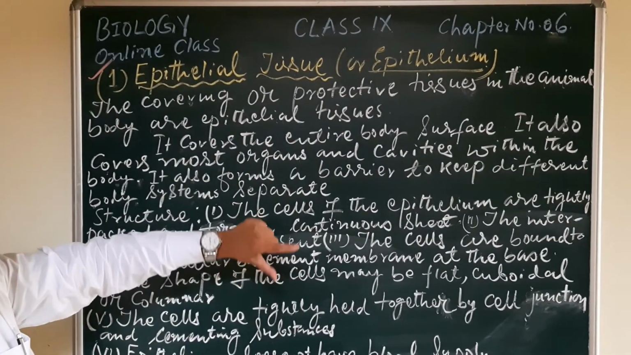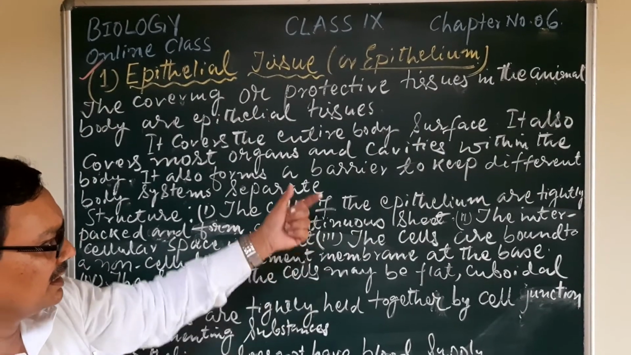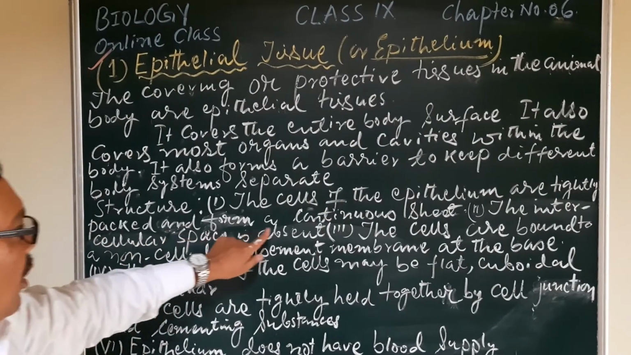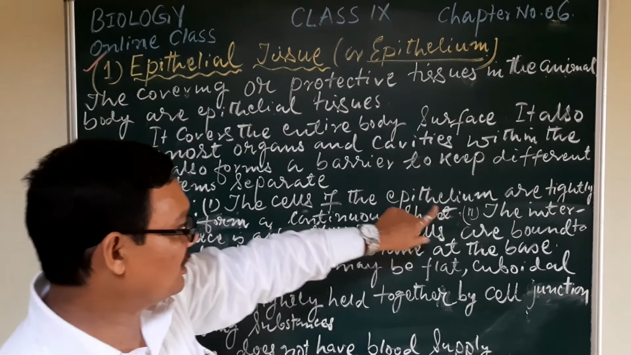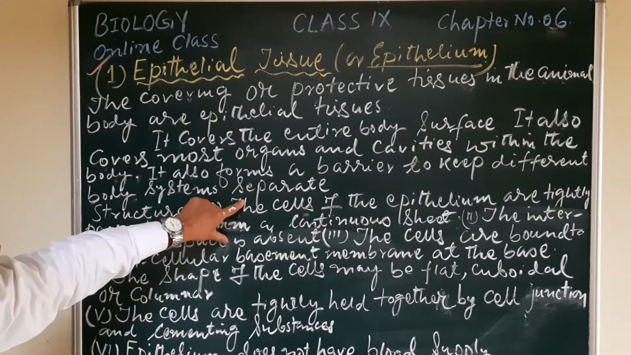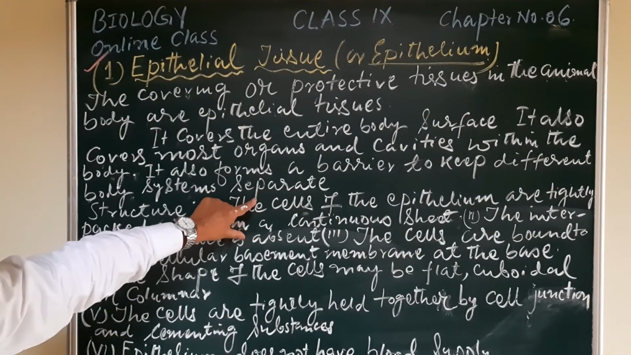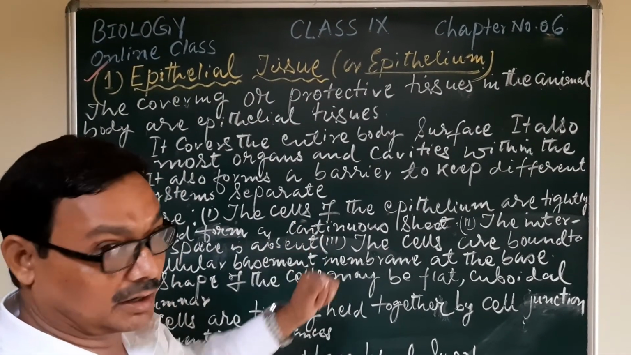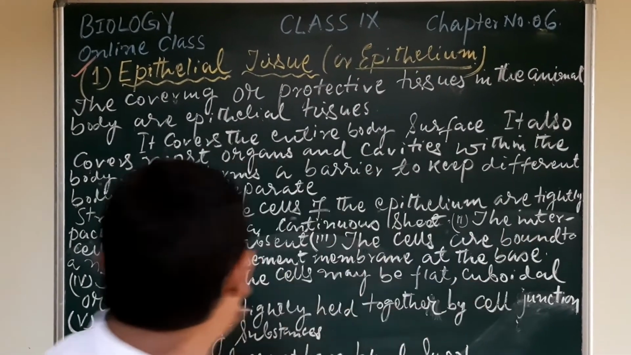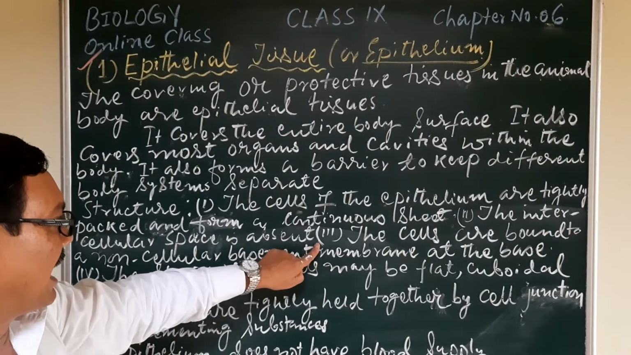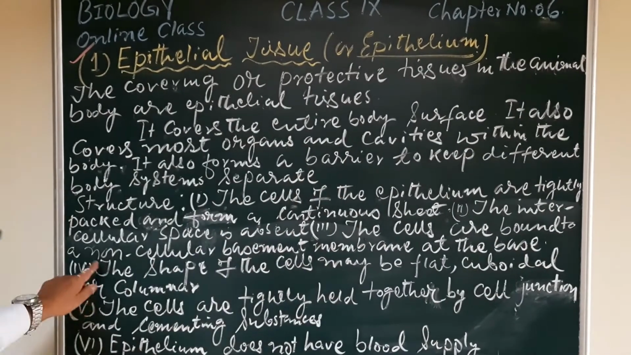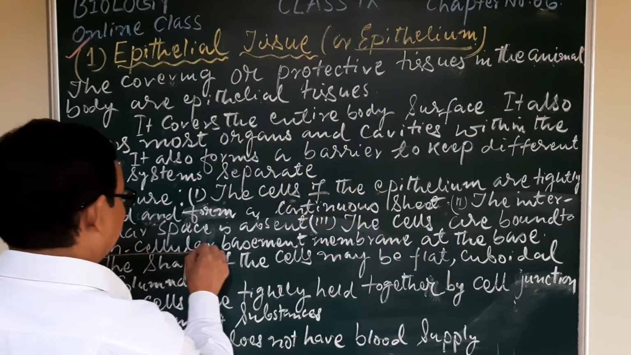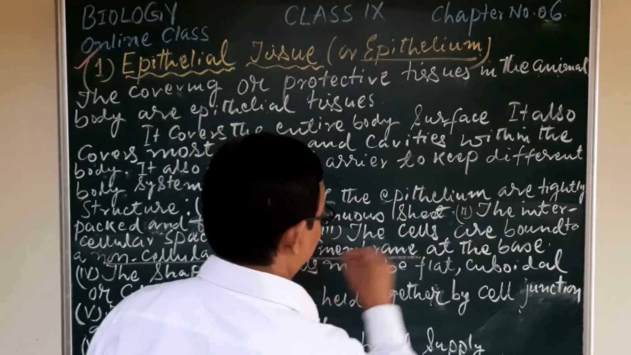Now, what is the shape of the cell and the structure? The cells of the epithelium are tightly packed and form a continuous sheet, because from the protection viewpoint there is no discontinuity. Otherwise, the defensive work will be affected. The intercellular space is absent. The cells are bound to a non-cellular basement membrane. This is one new thing for you, the non-cellular basement membrane.